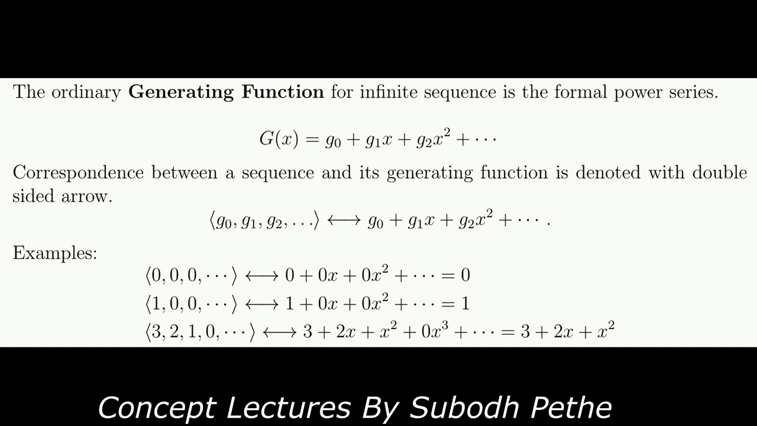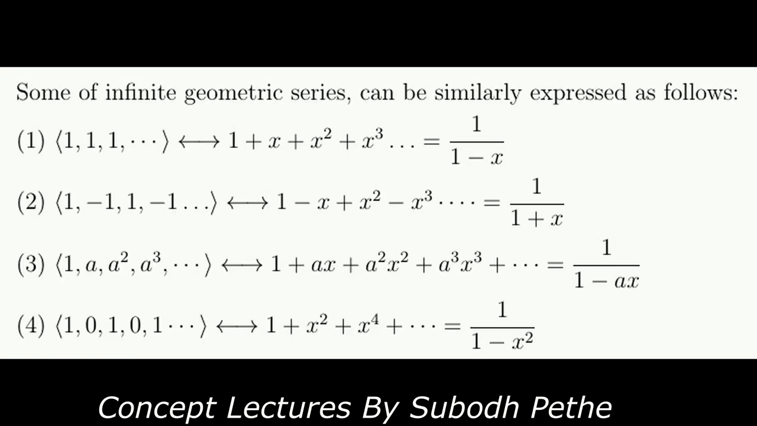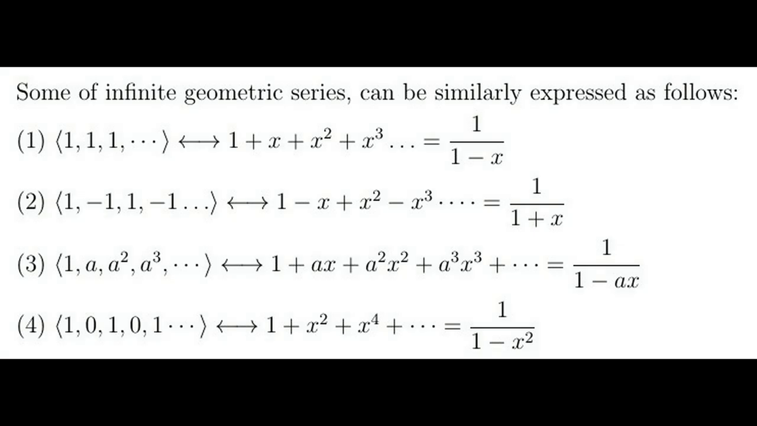The sum of an infinite geometric series can be similarly expressed as follows. Suppose we want the sequence 1, 1, 1, 1, all the coefficients are 1, then the corresponding generating function in expanded form will look like 1 plus x plus x square plus x cube and so on, which is equivalent to 1 upon 1 minus x. Of course, when we consider it as a geometric series, there is a condition: mod x should be less than 1. If the sequence is 1, minus 1, 1, minus 1, dot dot dot, then the corresponding power series will look like 1 minus x plus x square minus x cube dot dot dot, and its corresponding generating function will be 1 upon 1 plus x. Similarly, if the sequence is 1, a, a square, a cube, then the corresponding generating function will be 1 upon 1 minus ax.